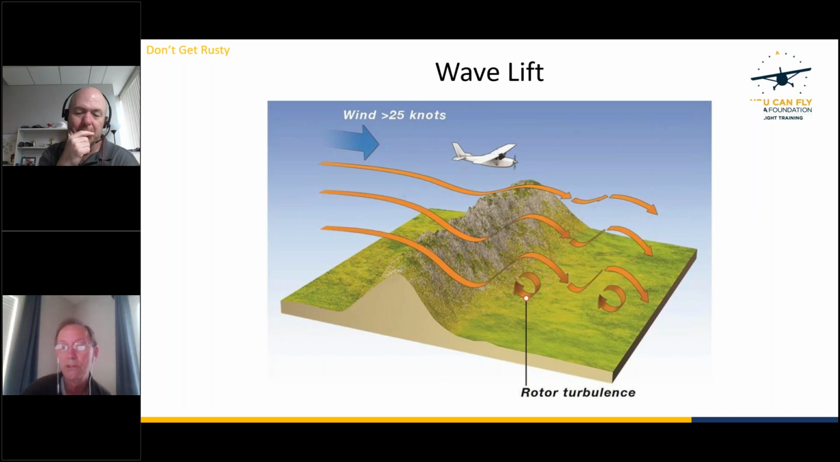Another interesting effect is called mountain wave, or just wave flight. This is where a stable air mass is forced over some kind of an obstruction like a ridge or a mountain.